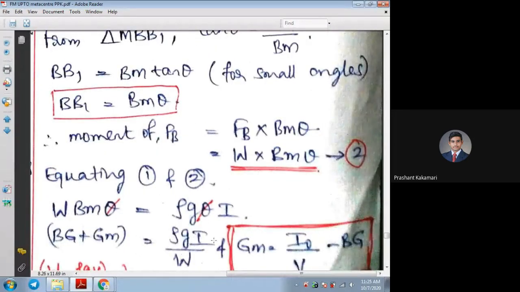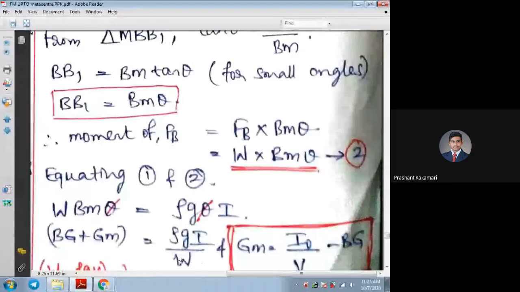BG plus GM, W is taken on the right side. So this will be rho G I by W. Now rho G and W we know some relation. What is that? W can be written as rho GB. Okay, W is rho GB. And I can replace this rho G by W as W by rho G itself. W by rho G is volume.